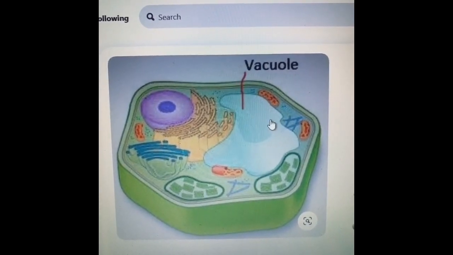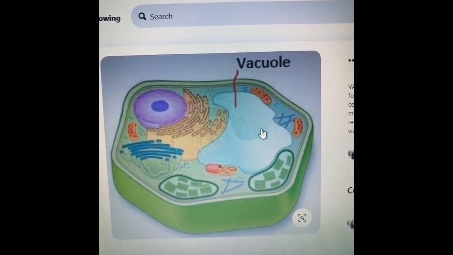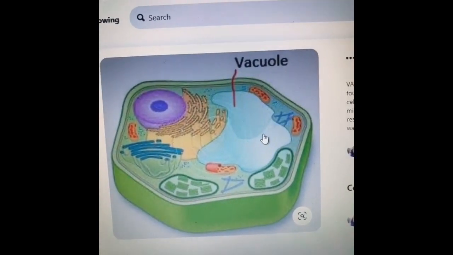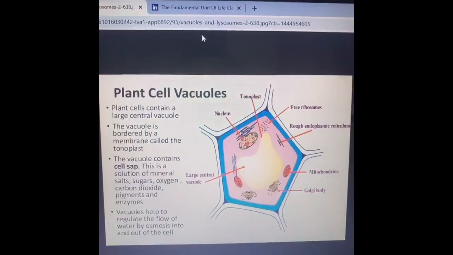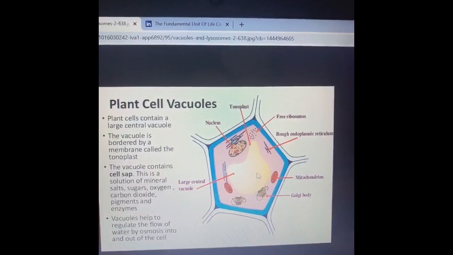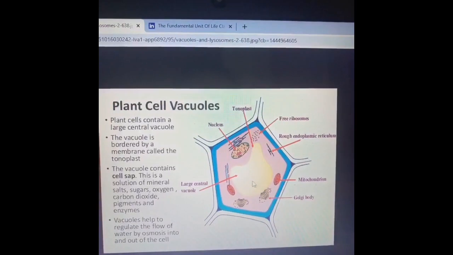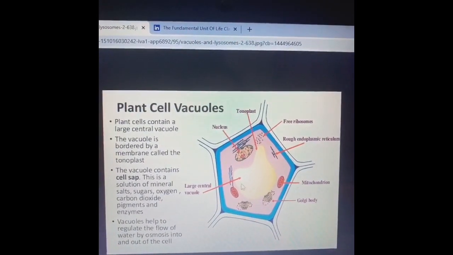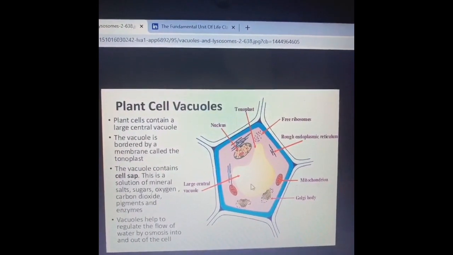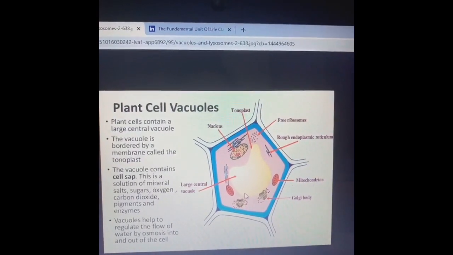It contains a variety of substances, maybe food, maybe waste products, maybe nutrients, and they help to protect the cell from contamination. In plant cells, the large central vacuole is present. It is bordered by a tonoplast. The vacuole contains cell sap. It's a solution of minerals, salt, sugar, oxygen, carbon dioxide, and they help to regulate the flow of water by osmosis into or outside the cell.